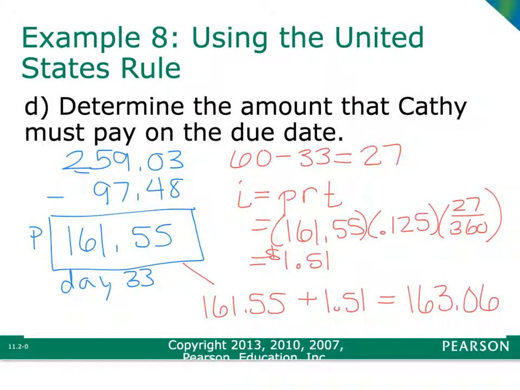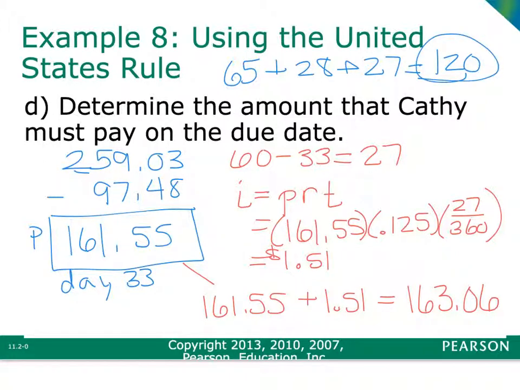Now, if you paid attention, notice that the first loan length was 65 days, the second loan length was 28 days, and the third loan length was 27 days. If you add those three together, notice that you got to your 120-day loan. If that doesn't happen, something's wrong. You'll have to go back and check your work. Okay? Let me know if you have questions. This is not an easy section.